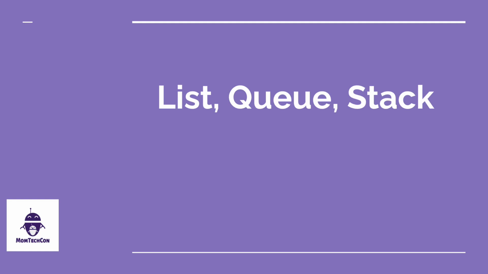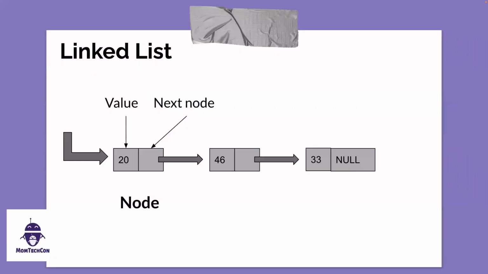In this video, we will refresh our memory with linked lists, queues, and stacks. Let's start with linked lists. A linked list consists of a data element that we call a node. Each node consists of two fields, the data and an address that keeps a reference to the next node.